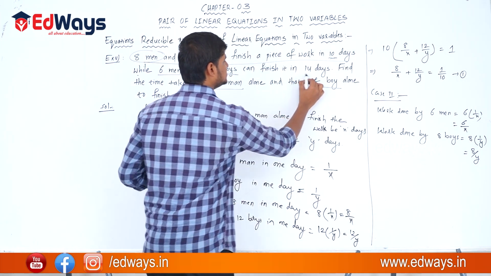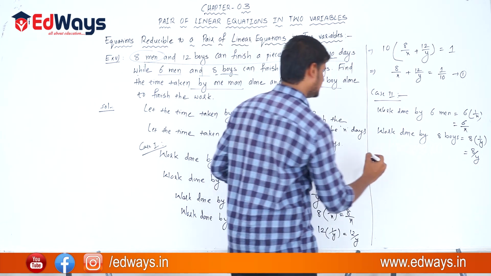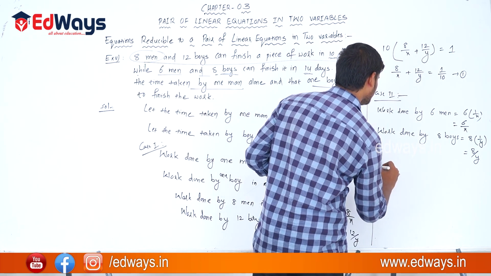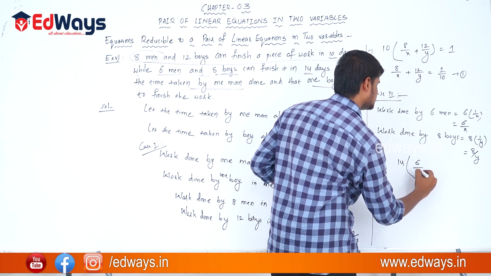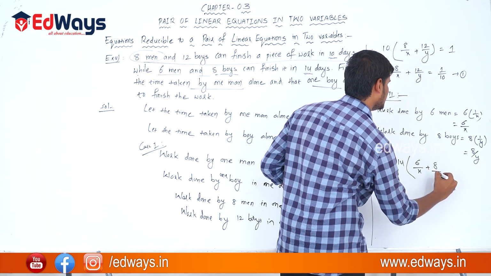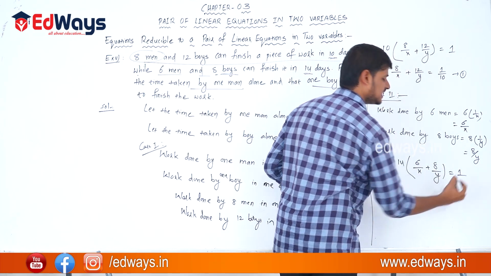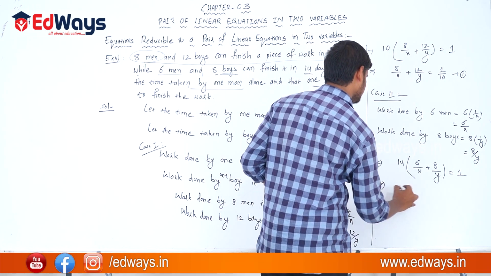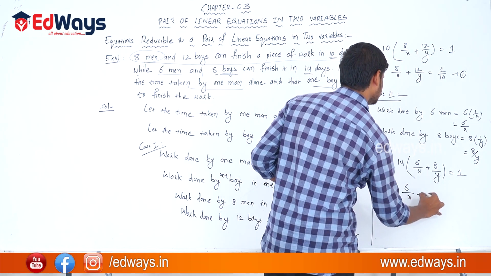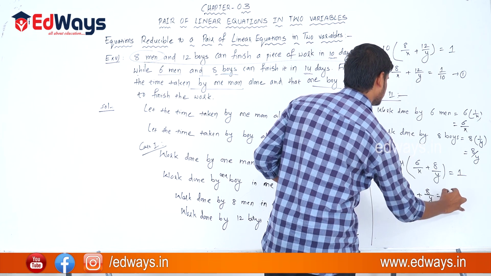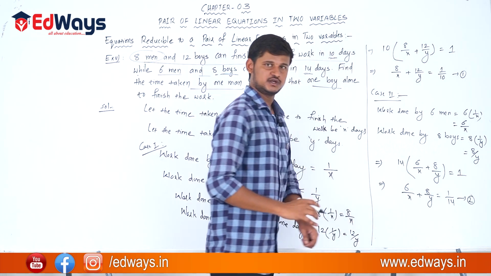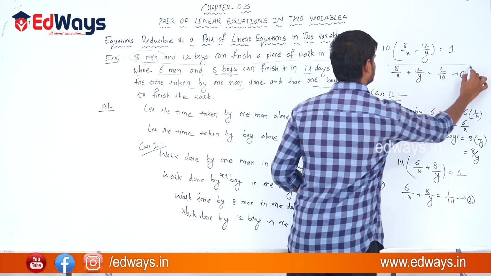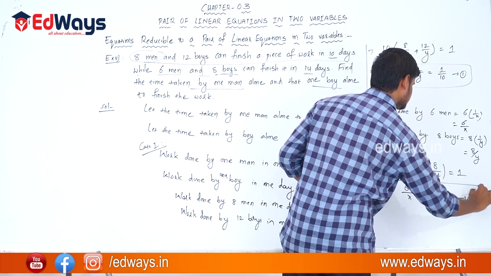And they can finish it in 14 days. So they together can finish, 6 by x plus 8 by y is equal to 1 by 14. So this is the second equation we got. This is the first equation and this is the second equation.